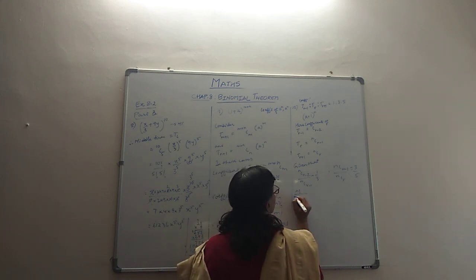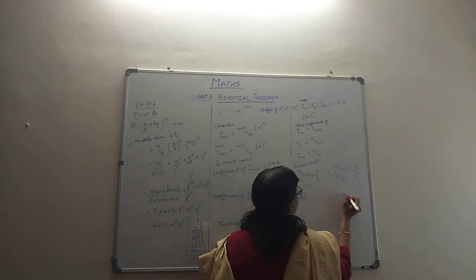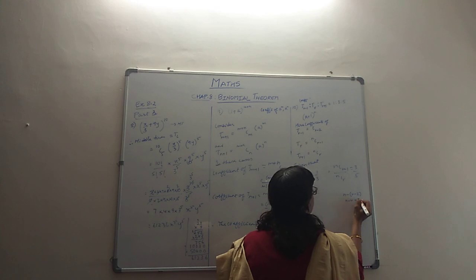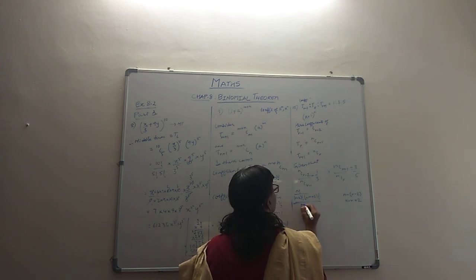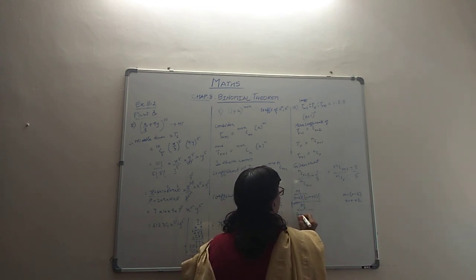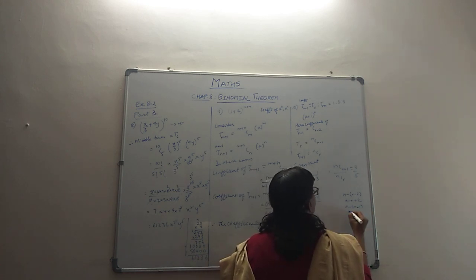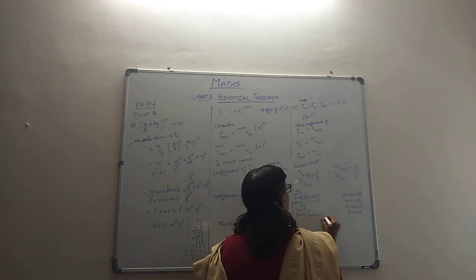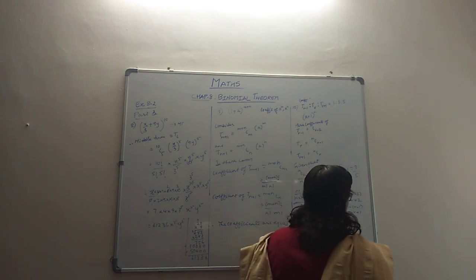The numerator is n factorial by (r-2) factorial, then (n-r+2) factorial. Now let's see the denominator. It is n factorial by (r-1) factorial, then (n-r+1) factorial. And this is 1 by 3.